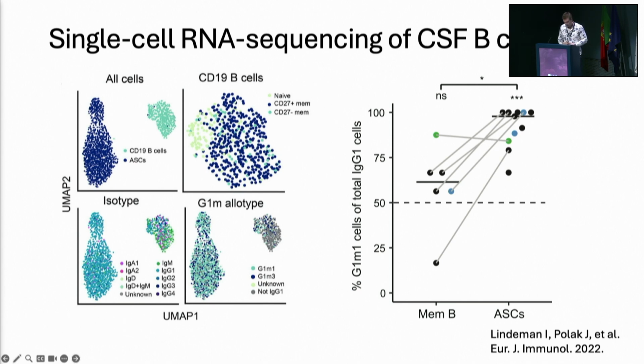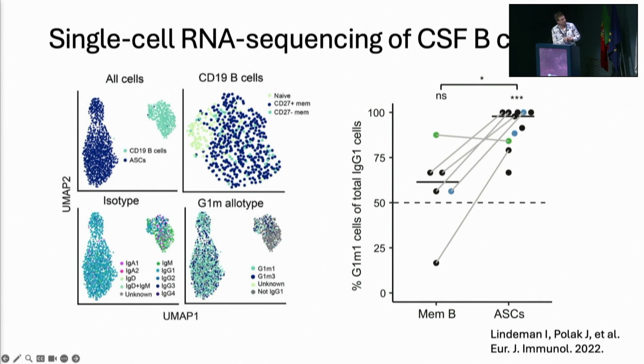So these are UMAPs showing unsupervised clustering of the cells, and the antibody-secreting cells are the blue here, clustering separately from all other B cells. And if we zoom in on these other B cells, we see that the naive cells are clustering differently than the memory cells, which also follows, I guess, that there is some clustering according to the isotype. If we look at the naive isotype, they cluster differently. However, disappointingly, there was no obvious clustering according to the allotype here, indicating that the M1 and M3 cells do have a similar phenotype.